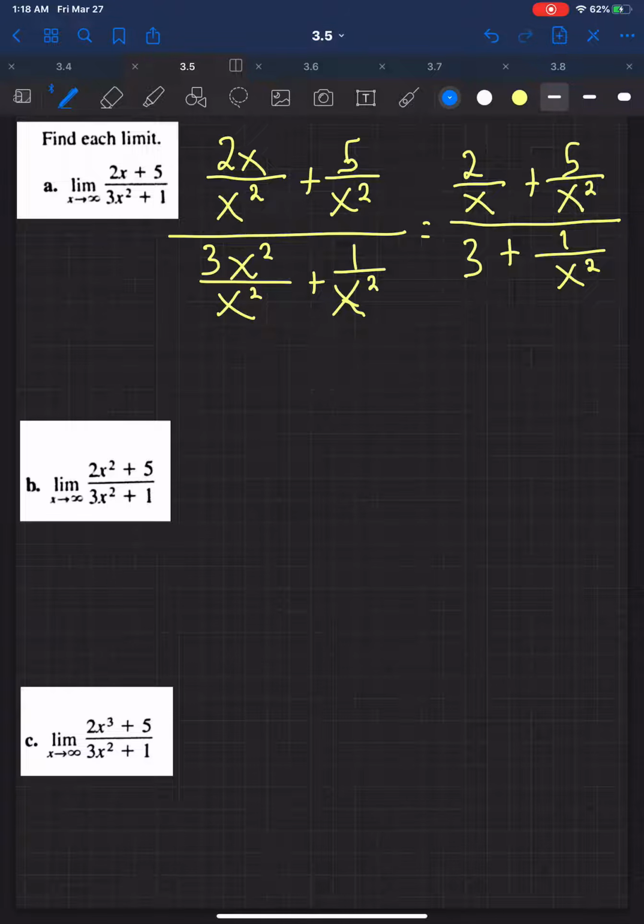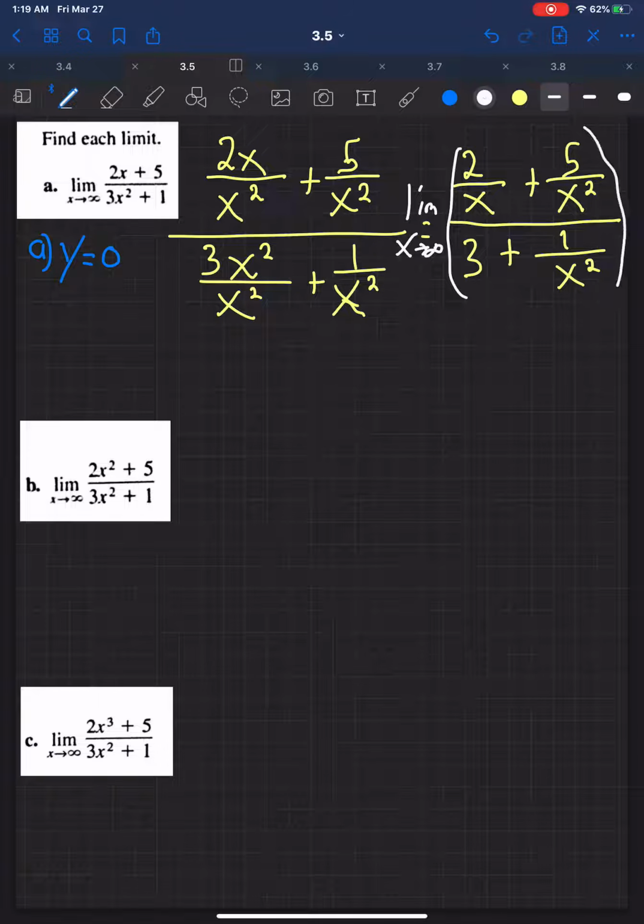Now, look back in your notes. What did we say the horizontal asymptote was for part A? What was the answer? Well, since the degree of the denominator is larger than the numerator, we said that there's a horizontal asymptote at y equals 0. Ready? Let's take the limit as x goes to infinity of this function. All right, you should be getting a lot of zeros here. Ready? Let's see what happens.